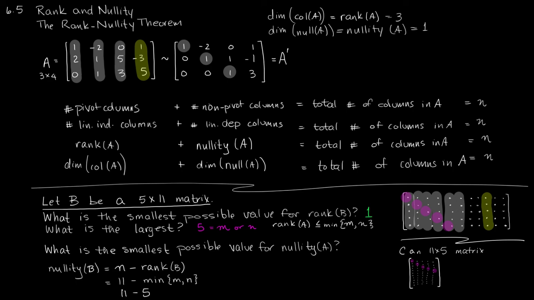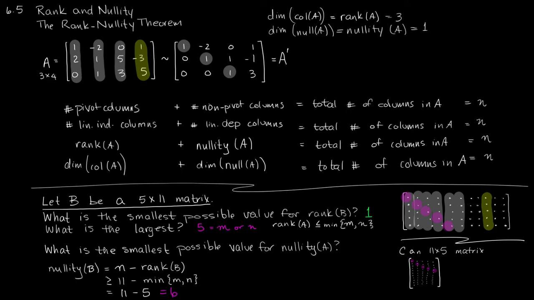But, where's my pointer? The rank is less than or equal to, and I'm taking a large number and subtracting off a smaller number. So that means that this symbol here really should be a greater than or equal to. There's a delay on my pen for some reason. And that's going to be equal to 11 minus 5, which is equal to 6. So the smallest possible value for the nullity of A in this case is 6.